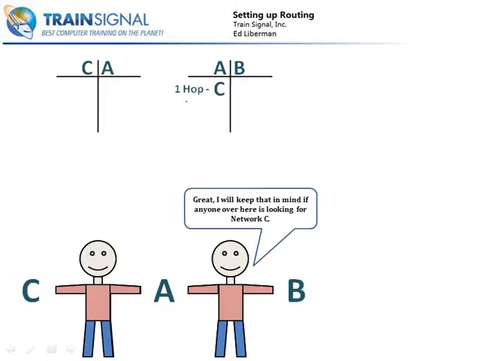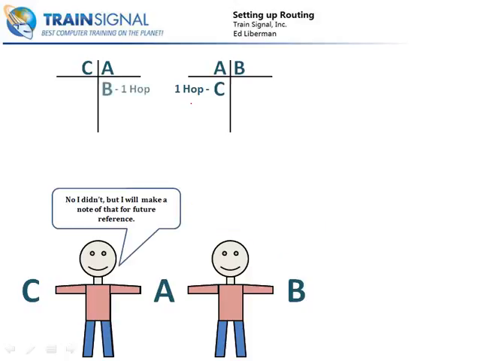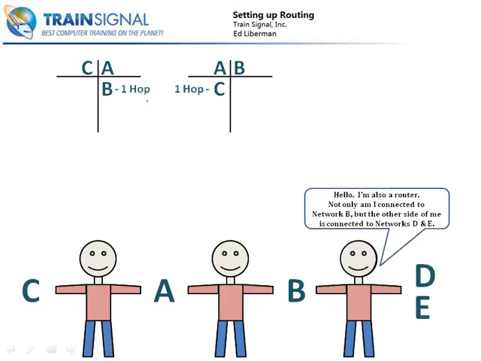Great, I'll keep that in mind if anyone over here is looking for network C. And then you'll see that this router has added an entry to its routing table which says that network C can be reached via network A, and it'll be one hop to one other router. And as long as we're sharing information, did you know that I'm also connected to network B? No, I didn't, but I'll make a note of it for future reference. And sure enough, this router has now added an entry into its routing table. Hello, I'm also a router. Not only am I connected to network B, but the other side of me is connected to networks D and E.